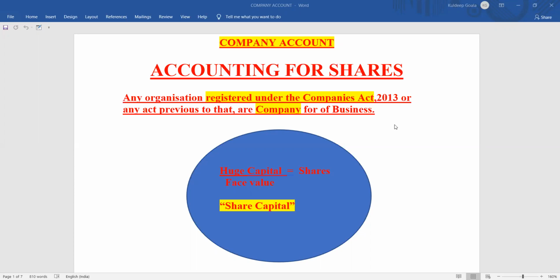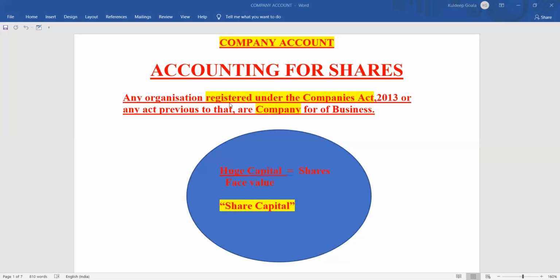Now, what is a company? Basically, if we take the words of the Companies Act 2013, then it is those organizations which are registered under the Companies Act. It may be registered under Companies Act 2013 or any of the Companies Acts which were formed before that. That must be registered. The organization must be registered under the Companies Act. Then only you can say it is a company form of business.